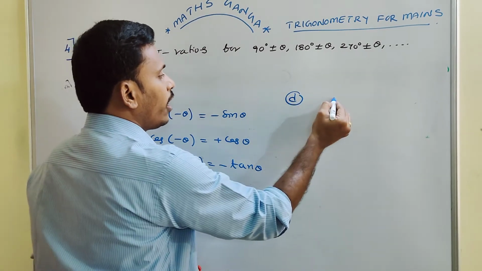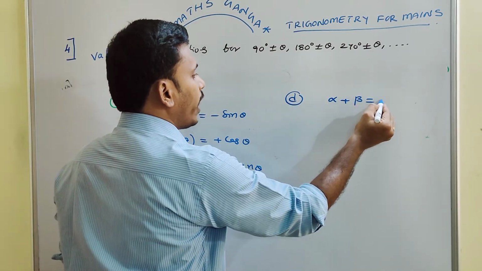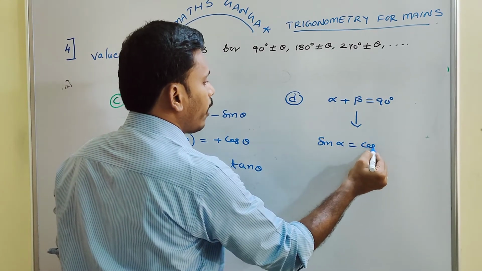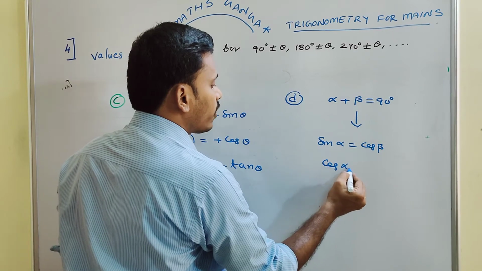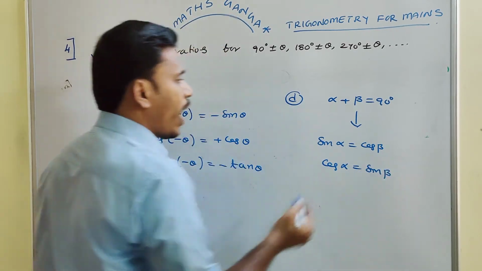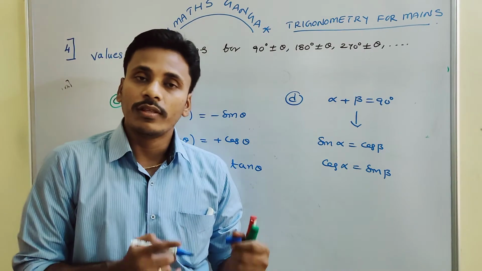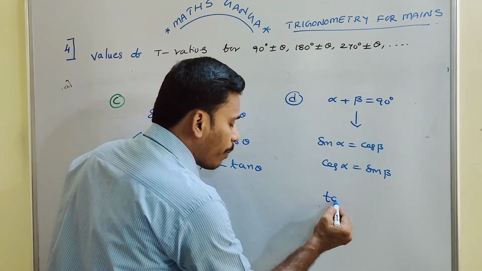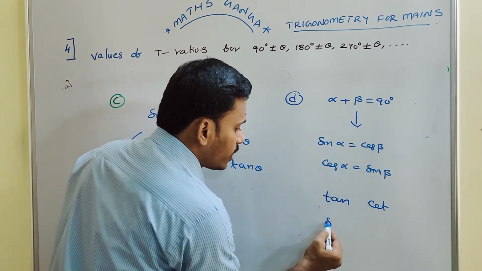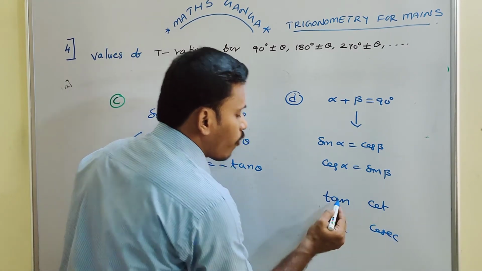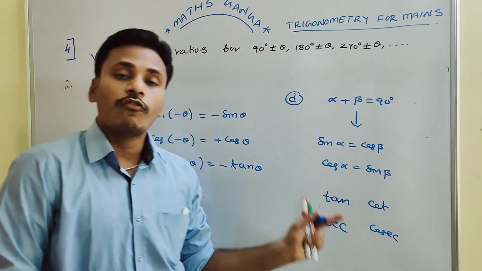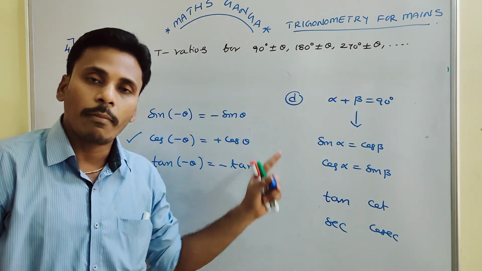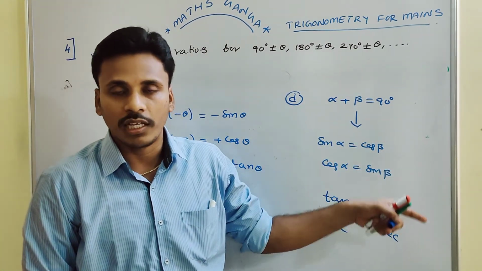Whereas coming to D, if I have two angles whose summation is 90 degrees, then see, sin alpha is nothing but cos beta, whereas cos alpha is nothing but sin beta. If the sum of two angles is 90 degrees, then sine of one angle is equal to the cos of the other. Similarly, the same thing happens for tan and cot, and secant and cosecant also. Tan of alpha is cot of beta, tan of beta is cot of alpha. Tan of one angle is the cot of the other. In a similar manner, secant of one angle is the cosecant of the other.